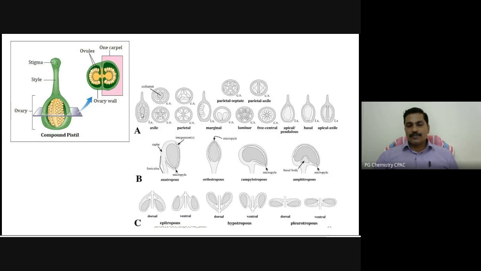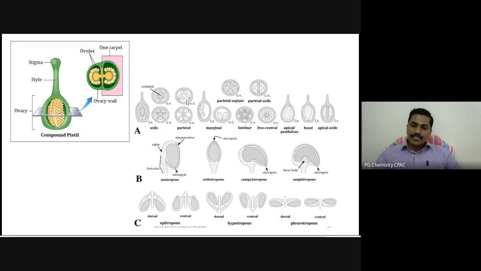This is the LS of the ovary. This is the CS, cross section of the ovary. When you take the cross section of the ovary, you find that ovules are attached to the center part, which is called axile placentation. If the ovules are attached to the periphery, peripheral means the outer part, I mean, attached around the wall, that is called parietal placentation. Parietal placentation. The ovules are attached at the margin of the inner layer of the wall. That is called parietal placentation.